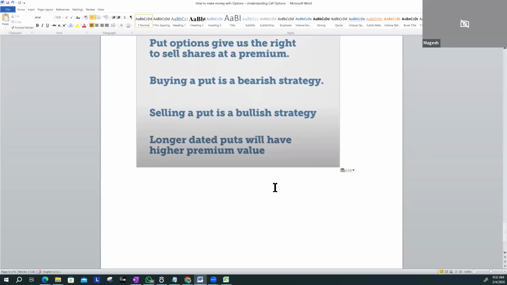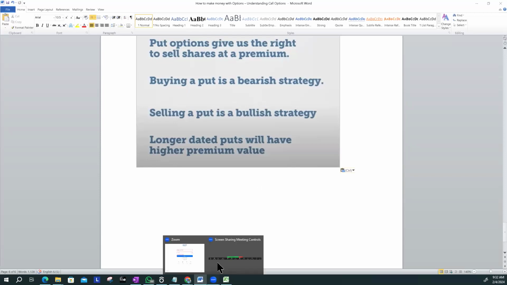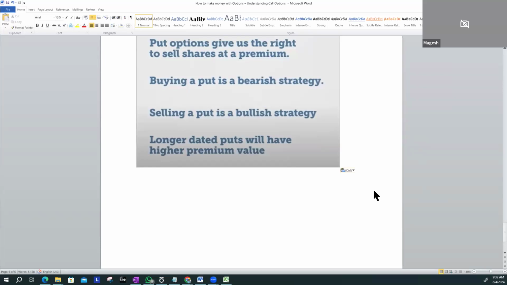Yeah, that's right. Okay. And also, like in the Apple example, you said 180 right now. You put the option for 175. No, you said about 150. If you go to 150, you're in negative, right? However, you don't have to wait, right? You can always exercise it, right?